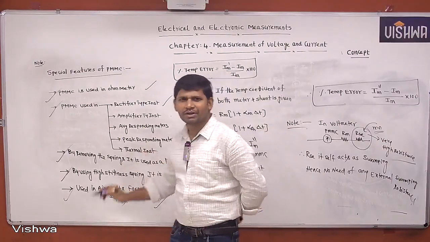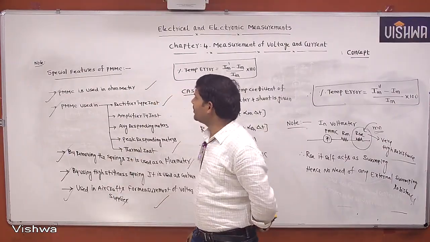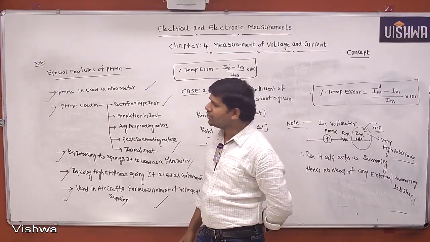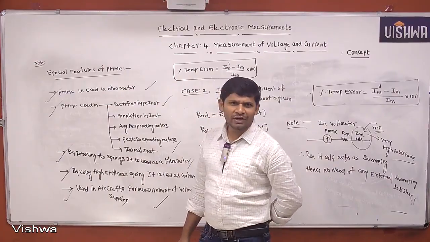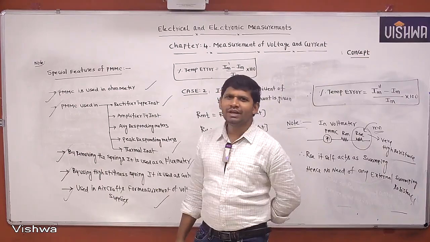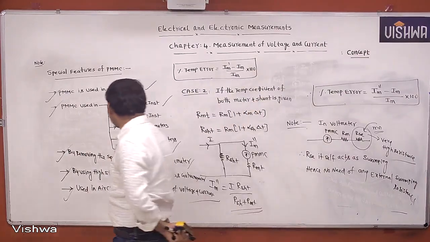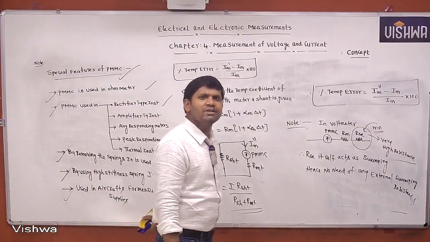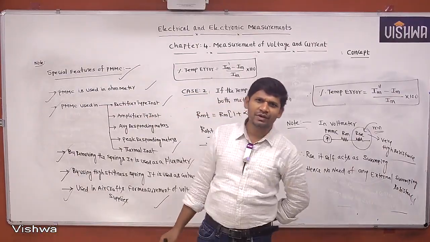So many applications are there. But the points to remember in detail about PMMC, I will give in the comparison also. PMMC is a more accurate instrument, no doubt at all. In the measurement of DC, it is a more accurate instrument, and it is a high sensitivity instrument.